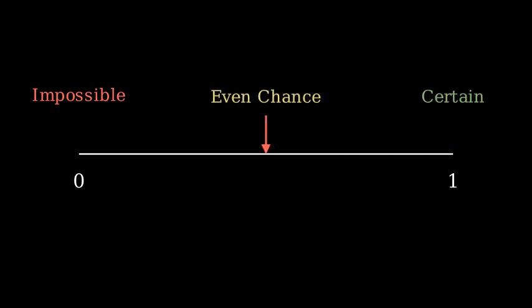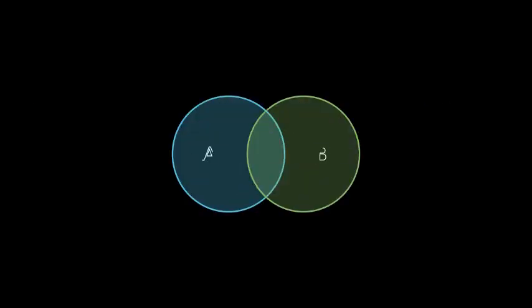We measure these chances on a line from 0 to 1. 0 represents an impossible event, while 1 represents something that is absolutely certain. Exactly in the middle, we find a 50-50 or even chance. When multiple events like A and B overlap, we call them joint events, highlighting where they intersect. This is the logic of chance, the mathematical framework for understanding our unpredictable world.